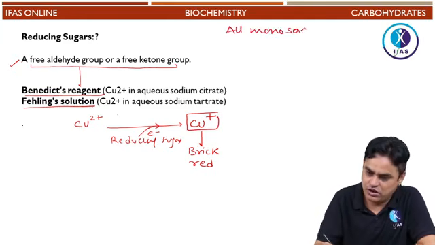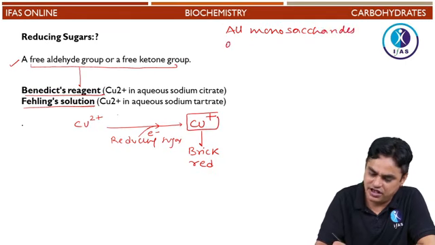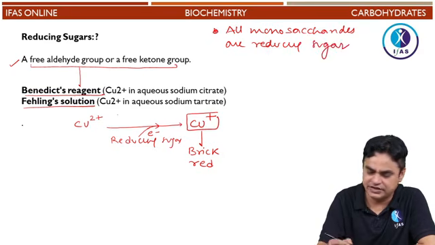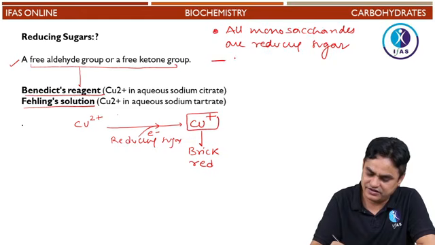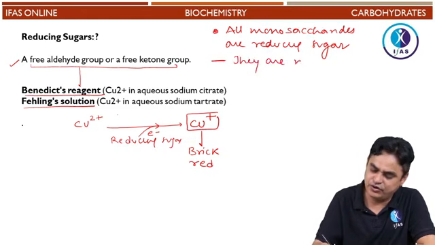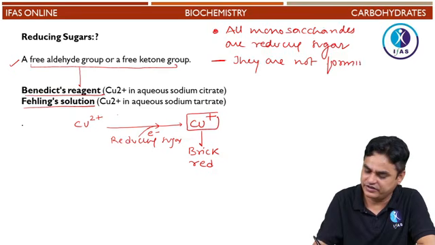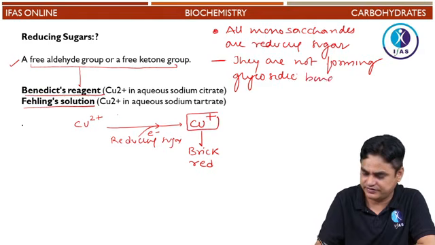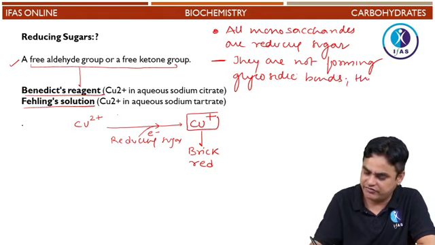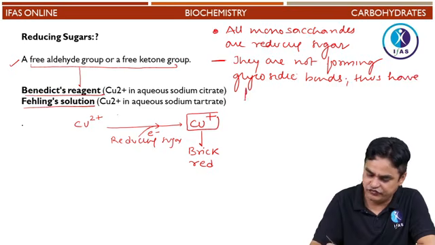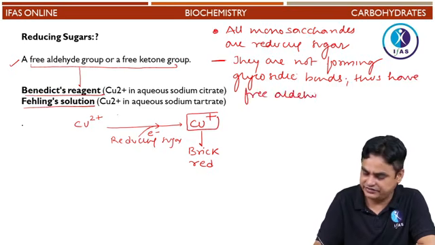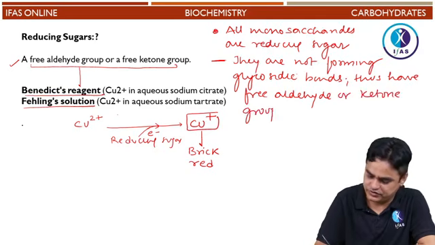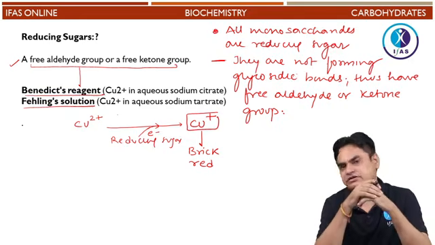So all monosaccharides are reducing sugars, obviously, because they are not forming glycosidic bonds, and thus have a free aldehyde or ketone group. So they must be referred to as reducing sugars.